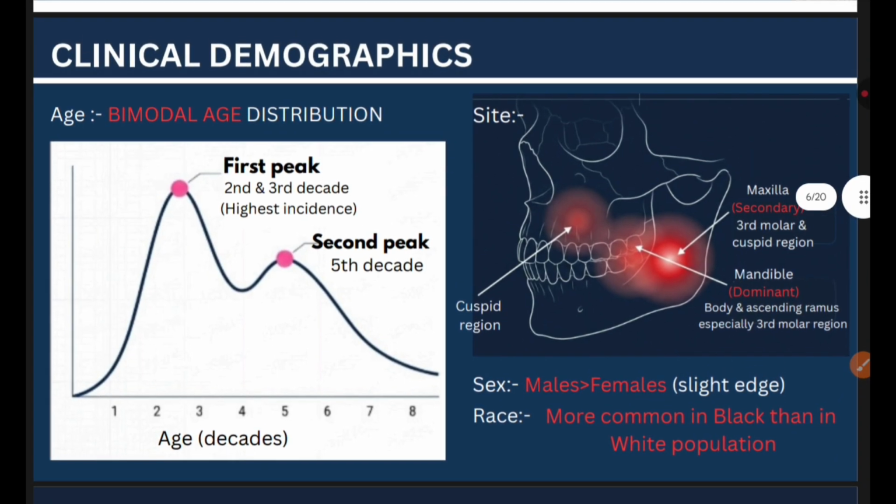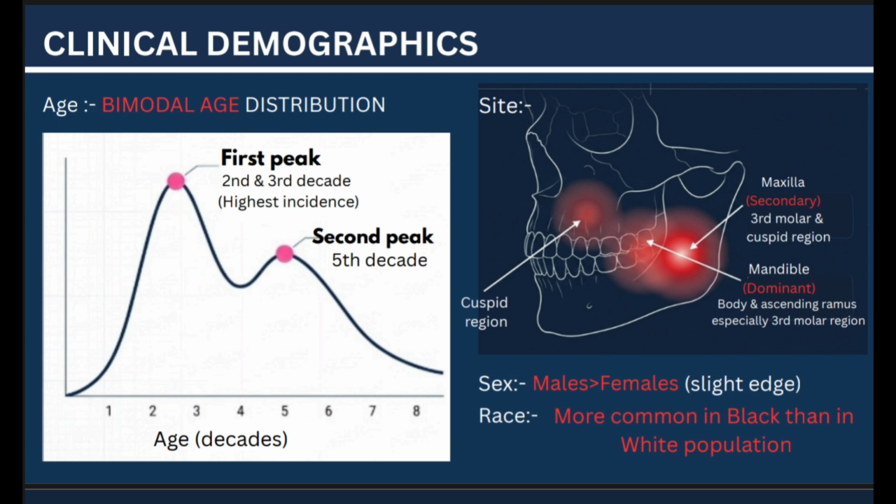What are the clinical features? First, the clinical demographics. The most important clinical feature of the odontogenic keratocyst is a bimodal age distribution. Two peaks arise. The first peak occurs in the second and third decade, with a high incidence, and the second peak arises in the fifth decade. Site: it occurs more commonly in the mandible than in the maxilla.